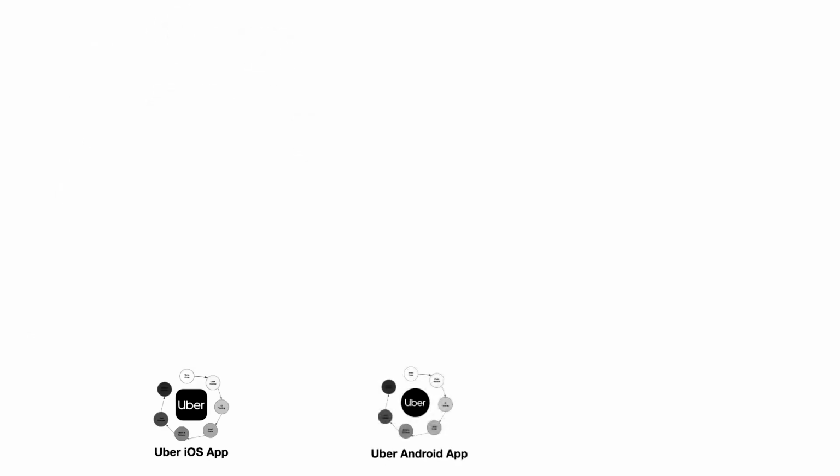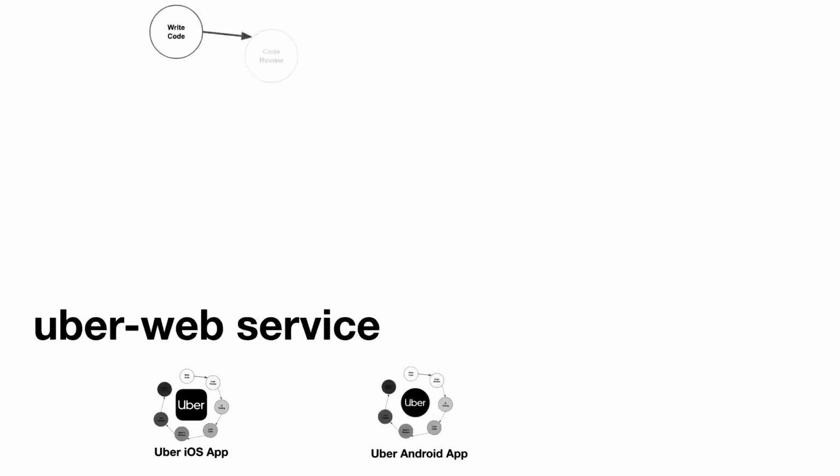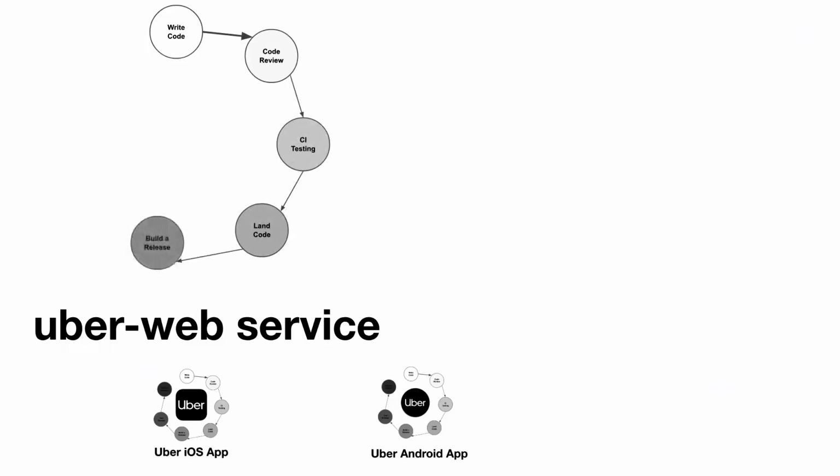Still maybe fairly straightforward, but now that's just two of the apps, right? We also have many web services. So one of these is the Uber web service, with its own distinct process, slightly different tooling, different language, and a different team that owns this process.